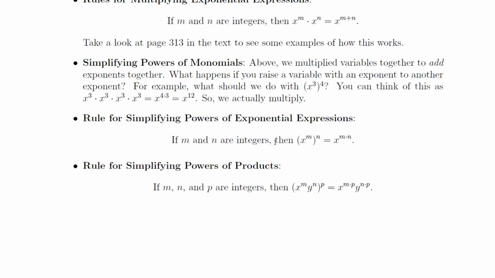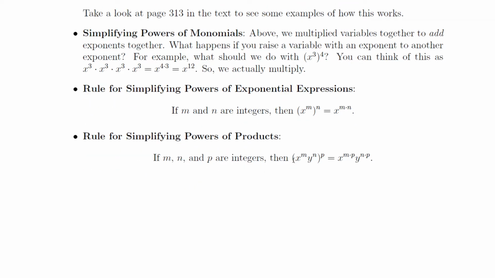So here's the general rule. If I've got x to the m raised to the nth power, this is the same thing as x to the m times n. Now, you can actually do it for multiple products. If you've got x to the m times y to the n raised to the p power, there's a lot going on there. We're taking the p and multiplying it by both individual exponents. So we've got x to the m times p, y to the n times p. The p goes to both of those.